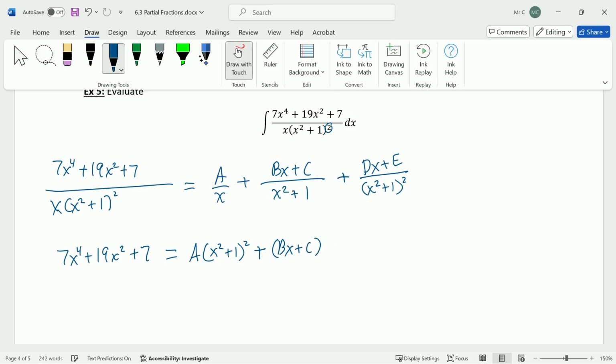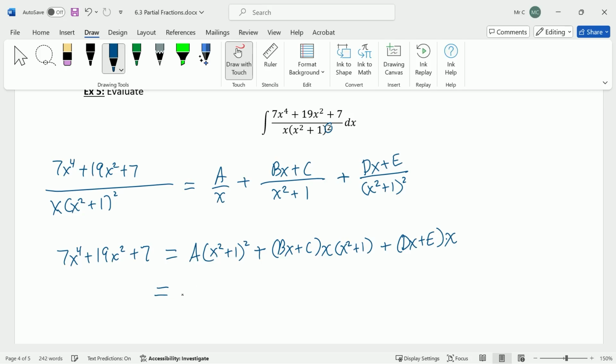For this expression, the denominator is missing the x, and it's also missing the second factor of x squared plus 1. And the dx plus e here, that's just missing the x factor. And again, we found a common denominator, we combined them, we canceled the denominators on both sides of the equation, and we end up here.